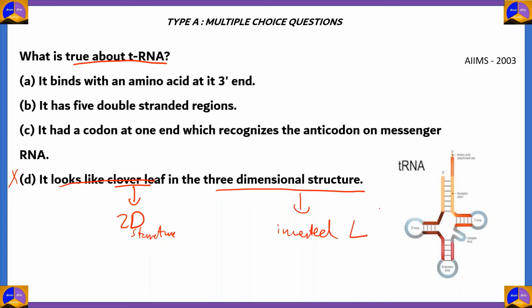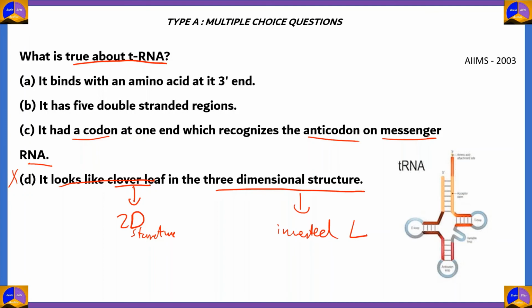So therefore, option D is incorrect. What about option C? It says that tRNA has a codon at one end, which recognizes the anticodon on messenger RNA.